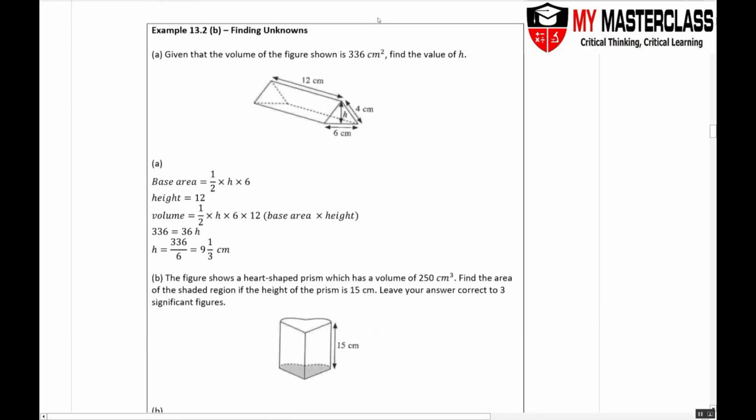Okay, let's take a look at this example now. Okay, finding your unknowns, which means maybe they give you a value for the volume or the surface area. Then you are asked to find a certain value. Okay, so given that the volume of this figure shown is 336 cm cube. Okay, let me change this to cube. Okay, find the value of h. Okay, so what is this h here? This h is the height of your triangle, right? Perpendicular height.